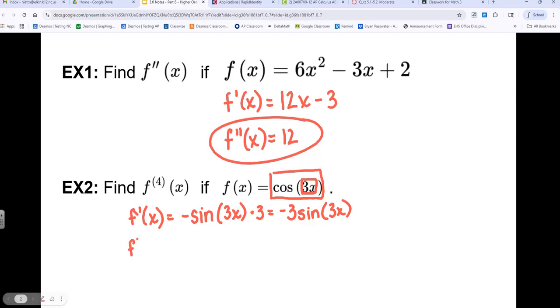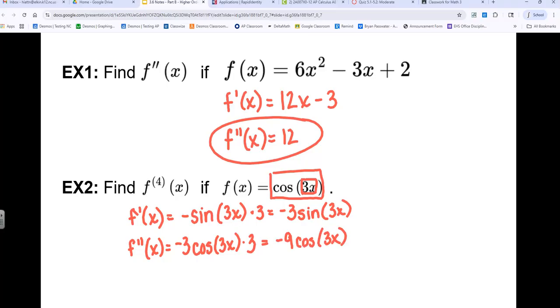To take the second derivative here, what's the derivative of sine? Just the cosine. The negative 3 stays there because it's just a coefficient. I've got cosine of 3x, but I must multiply that by the derivative of the inside, which is 3 right there. So now I've got negative 9 cosine of 3x. You can kind of see a pattern starting to develop here.